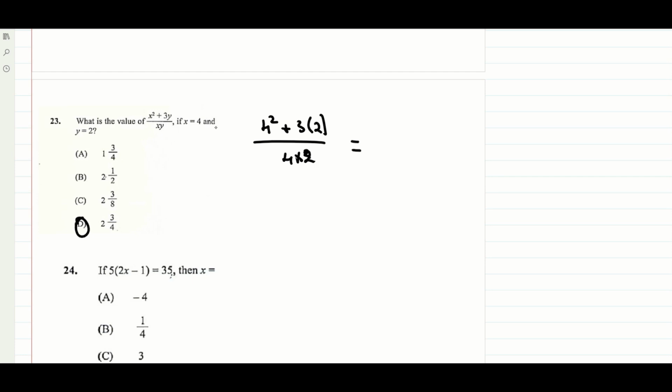Alright, so that's 16 plus 6 all over 8. This is equal to 22 over 8, which is, both of them are divisible by 2, so you divide by 2 on the numerator and the denominator, so you get 11 over 4. 4 could go into 11 2 times, remainder 3 over 4, so the answer is that.